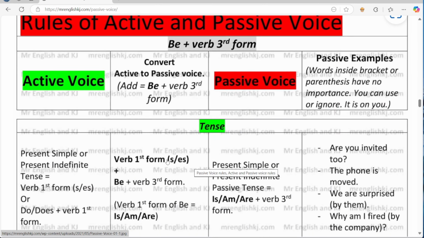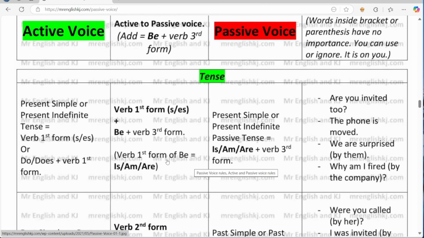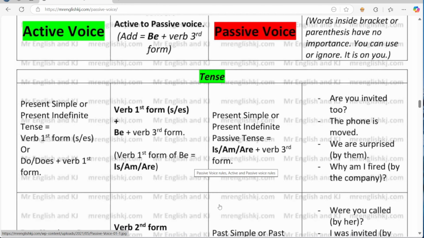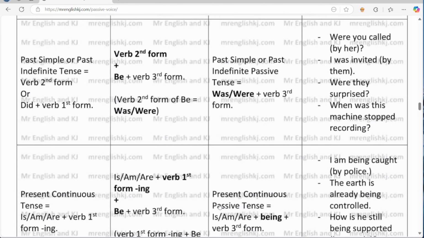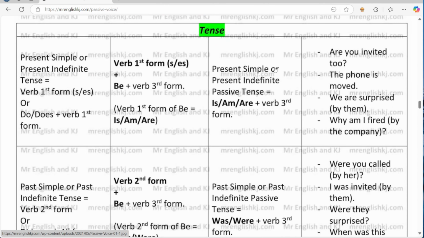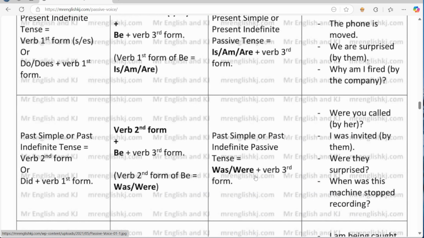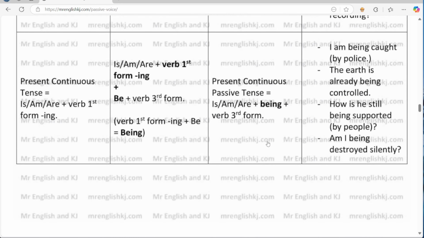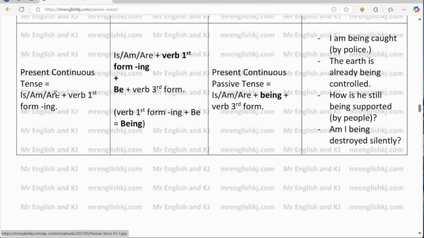Let's start. So these are some images where I am explaining passive voice. Example to example. Let's focus on the continuous first, but let's take a look here. Here you will see all active, the rule of active voice, the rule of passive, examples of passive voice. Okay. Remember that. Present simple, present indefinite, past simple, past indefinite. We will do later. Let's focus on present continuous first. Now, present continuous. Present continuous, something is in progress. The rule is MR, verb first form, ing.